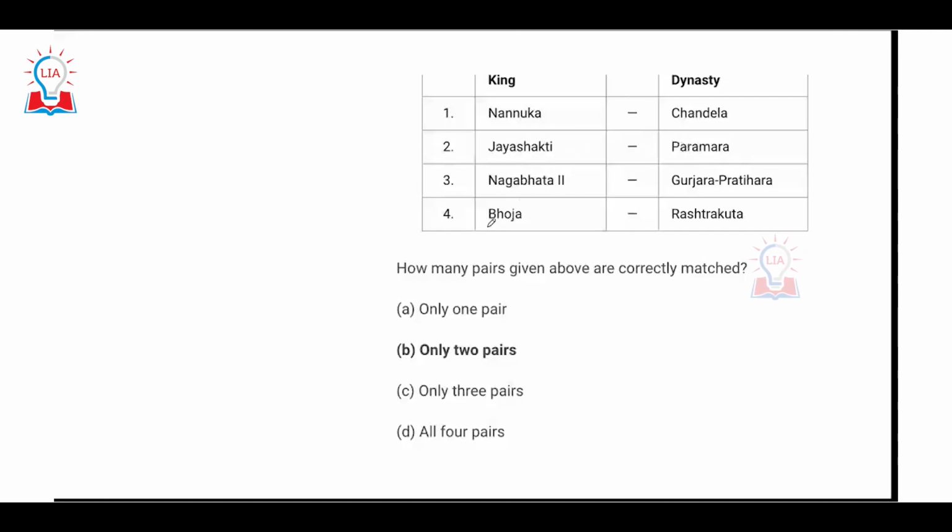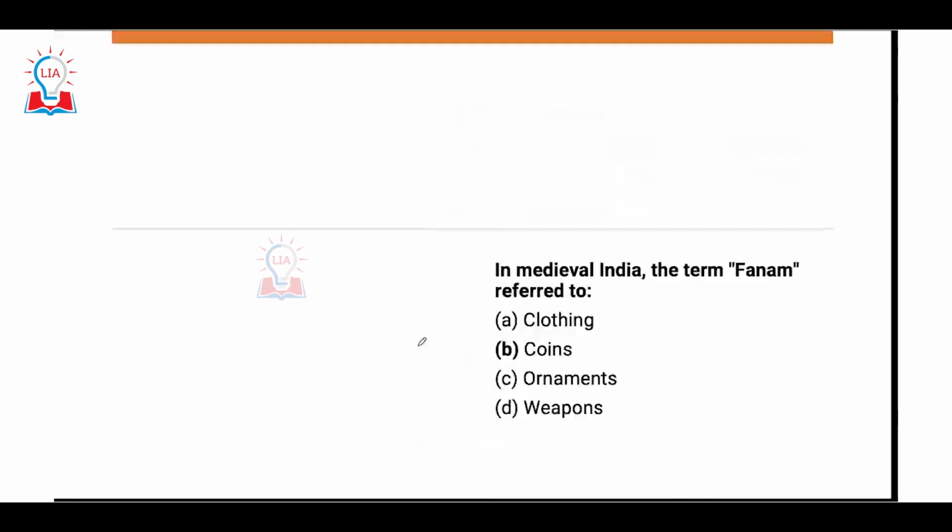Okay, this is the first pair that is incorrectly matched. Now look at the fourth, that is Bhoja. It says he's a part of the Rashtrakutas, but actually Bhoja is a part of the Paramaras. Which means rows 2 and 4 are incorrectly matched. 1 and 3 are correctly matched. So the question asks how many pairs given above are correctly matched, that is 2 pairs. Okay, so this is how we will be solving the questions.